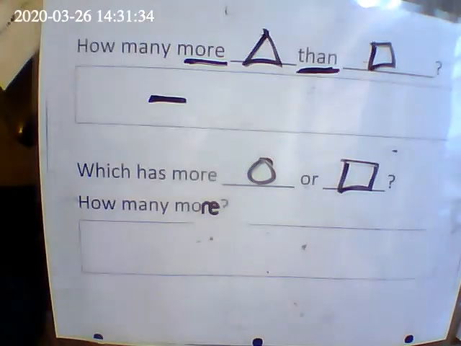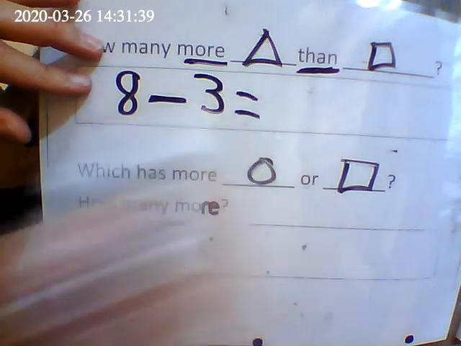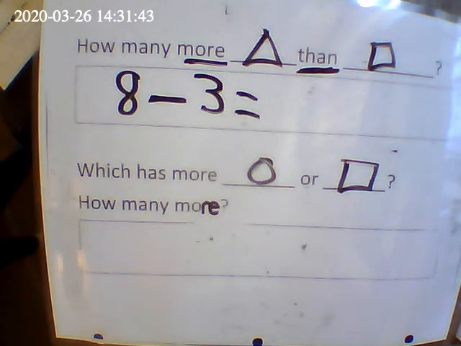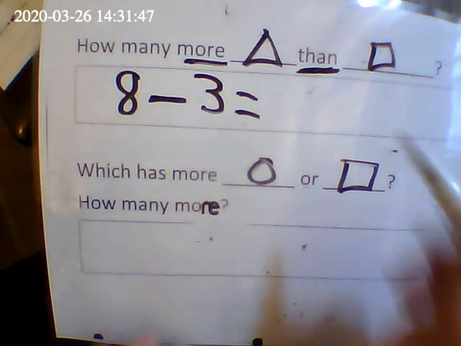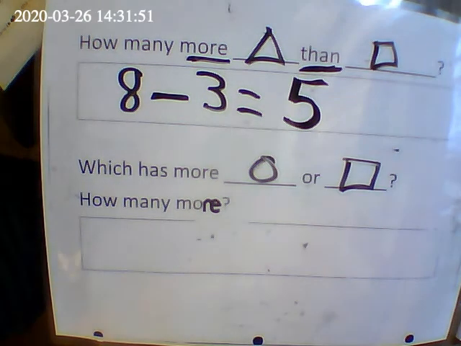So we have 8 triangles, 3 squares. So we're going to start with the triangles. So it's 8 minus 3. 8 minus 3, solve. And the answer is 5. There are 5 more. Moving on to our next problem, it says, which has more, circles or squares?